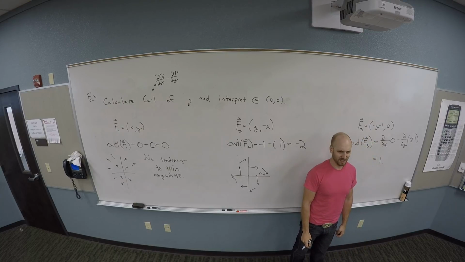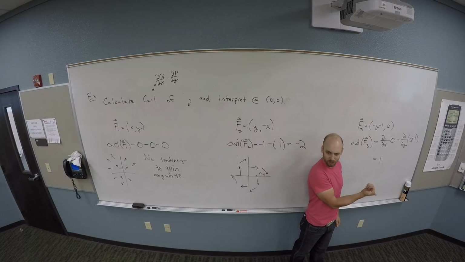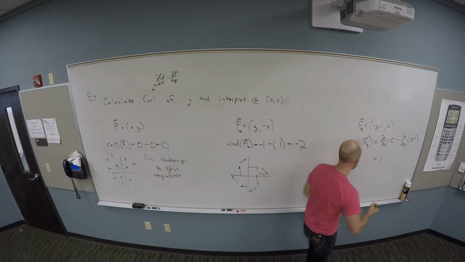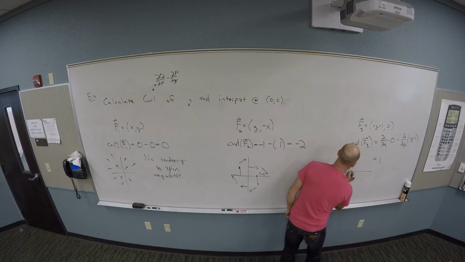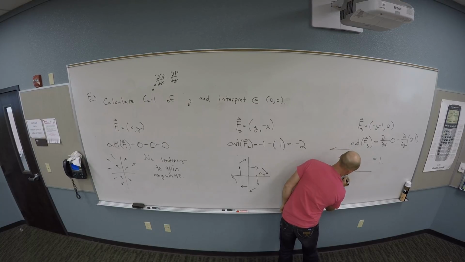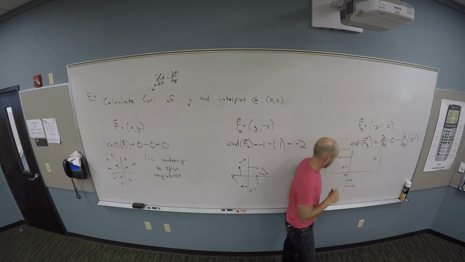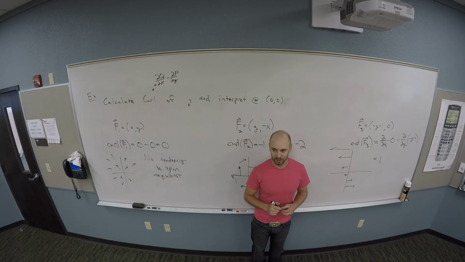What the heck is this thing doing? Sticking out of the board, like one rotating counterclockwise. Yeah, so somehow there's counterclockwise rotation here. If you draw this vector field, it looks kind of like this. You guys see that?